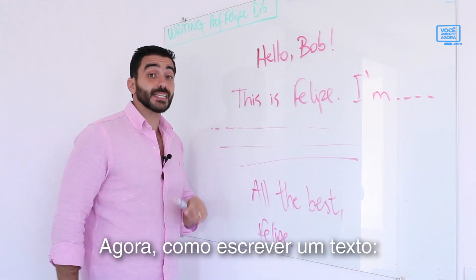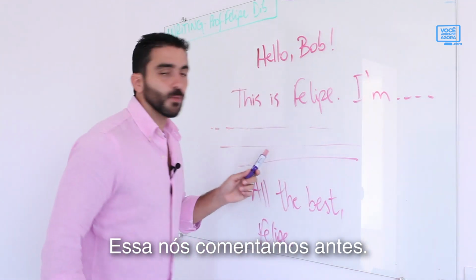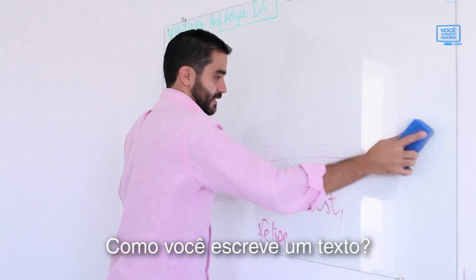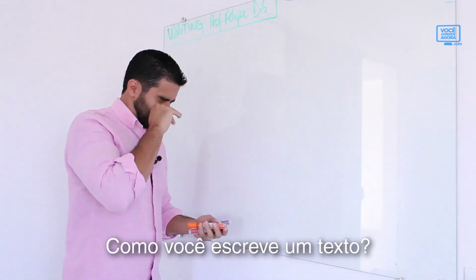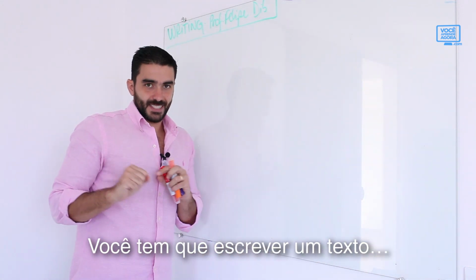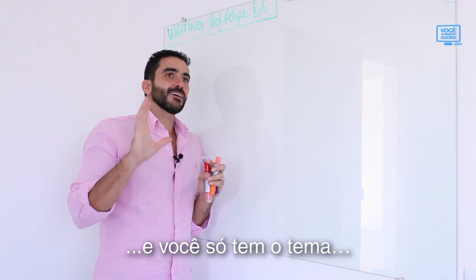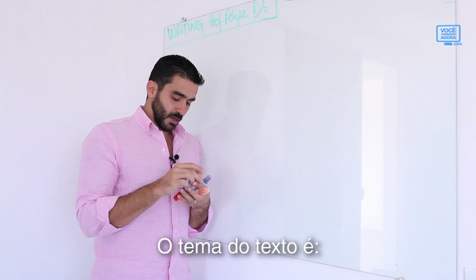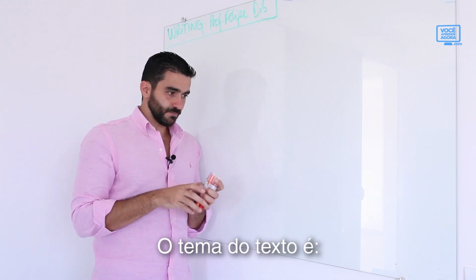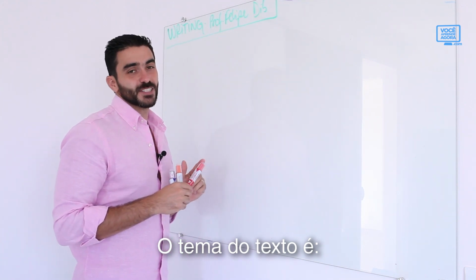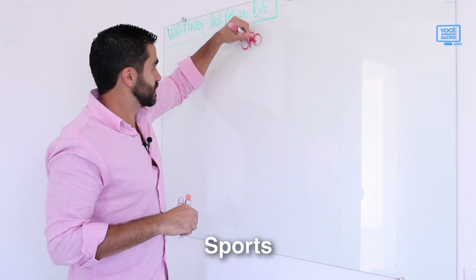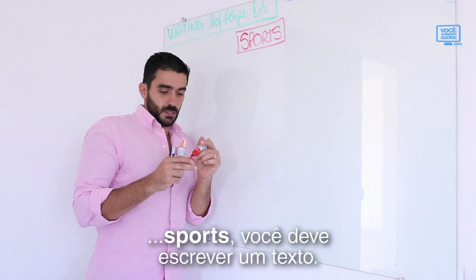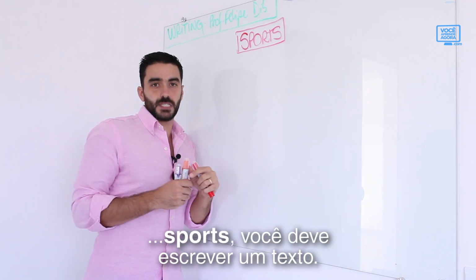Now, how to write a text. This one we commented on before. How do you write a text? You need to write a text, and you only have the topic of the text. The topic of the text is, let me think of an interesting topic, sports. This is the topic. From this topic, sports, you must write a composition.